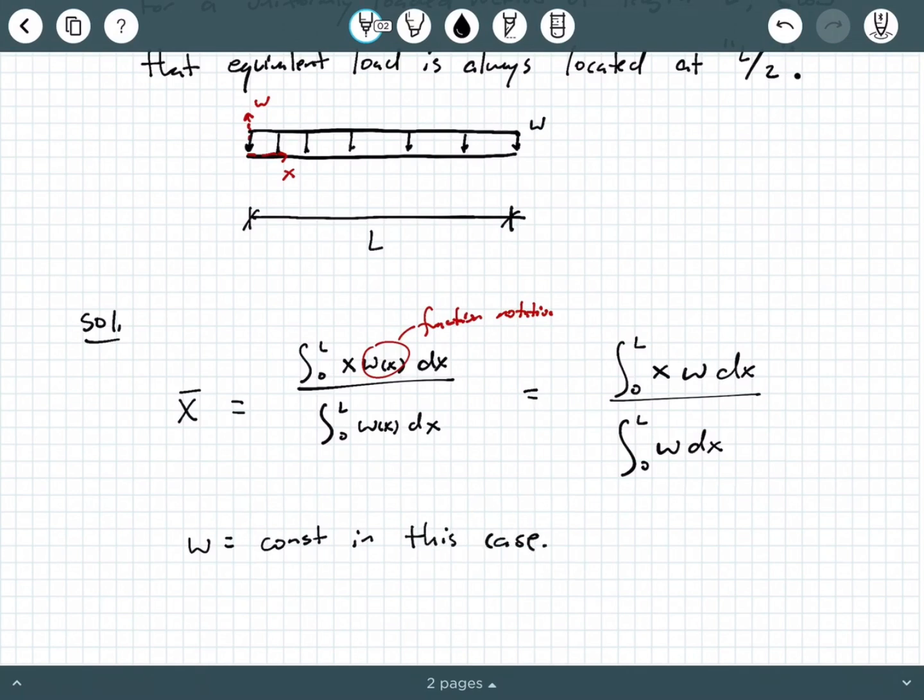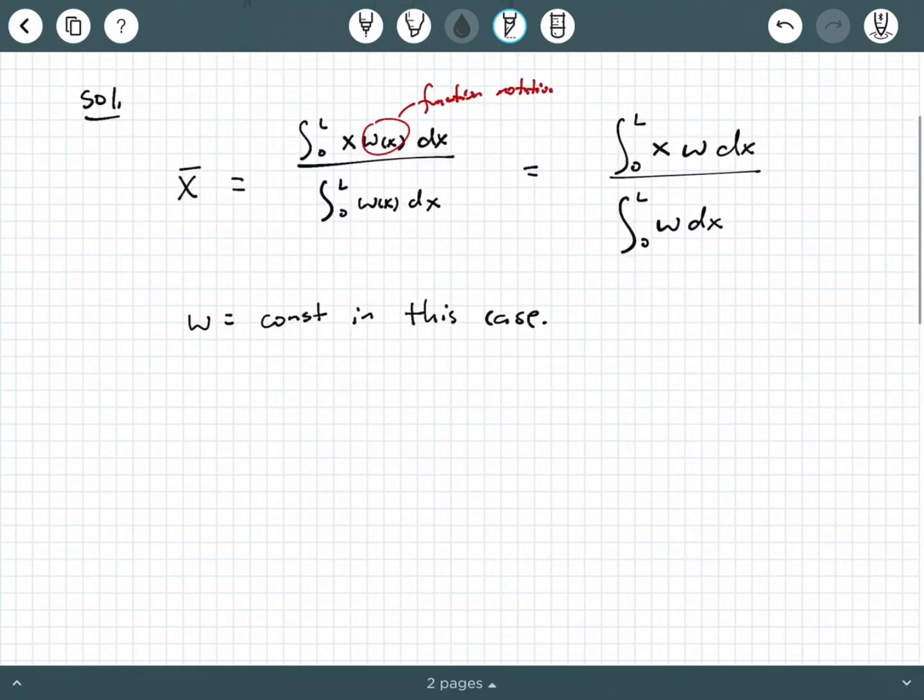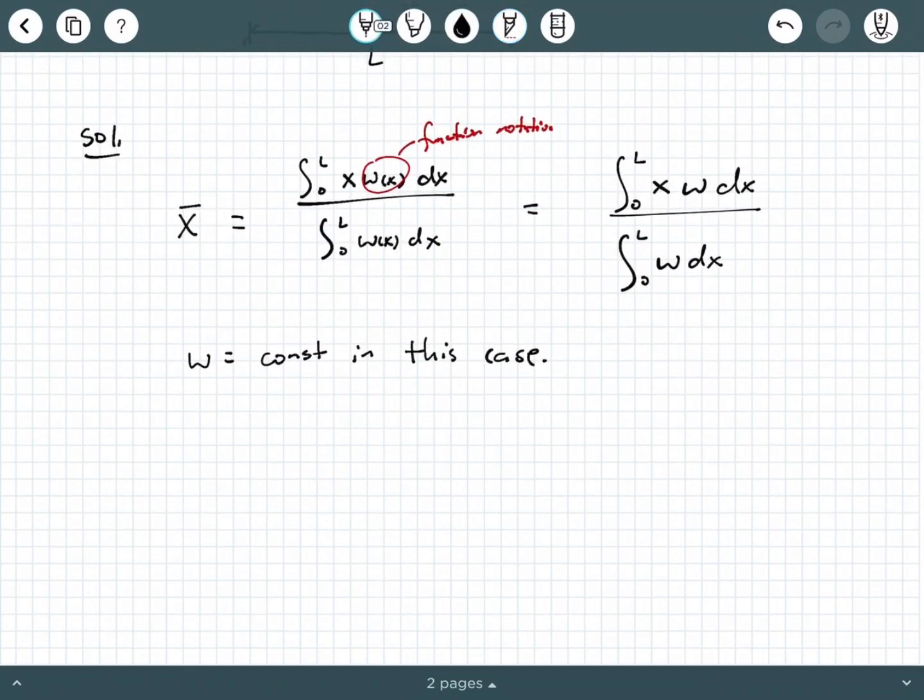So technically, in this particular case, you could cancel the w's because it's constant, okay? I know I emphasized in the last video, don't just cancel things in the integrals because they're functions, but in this case, it's a constant function. So I'm not going to cancel it right now, even though we could, just so I'm consistent with what I said in the previous video.